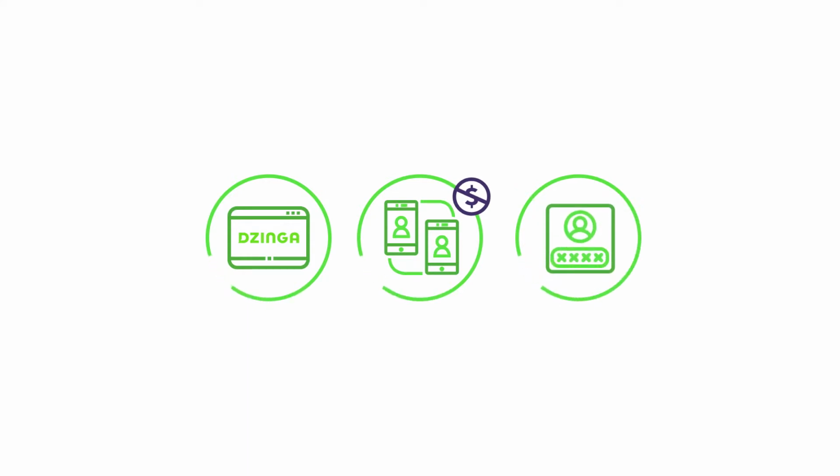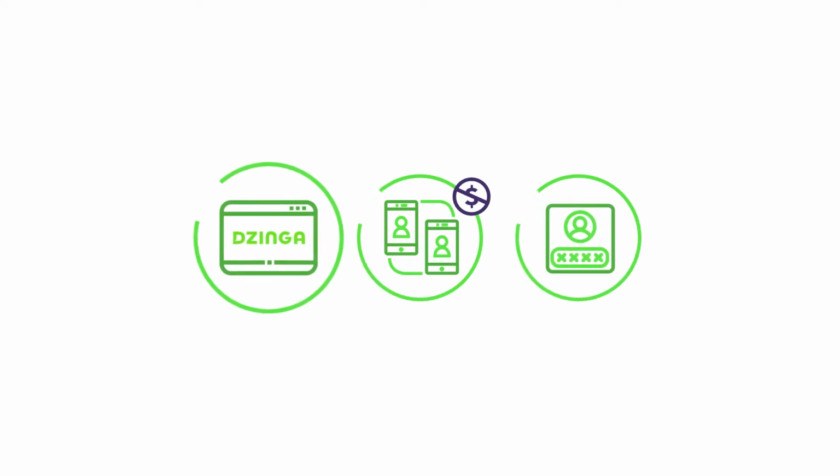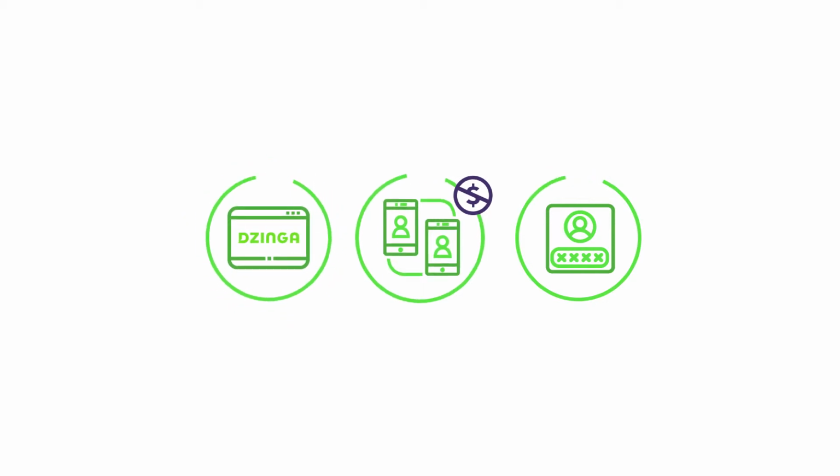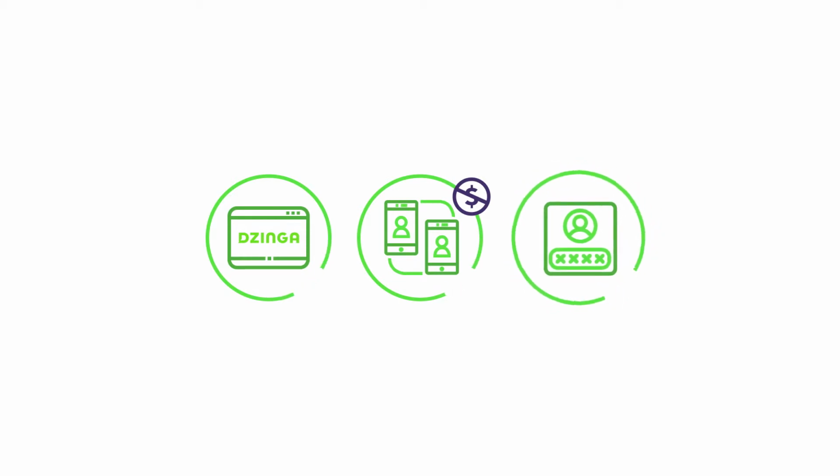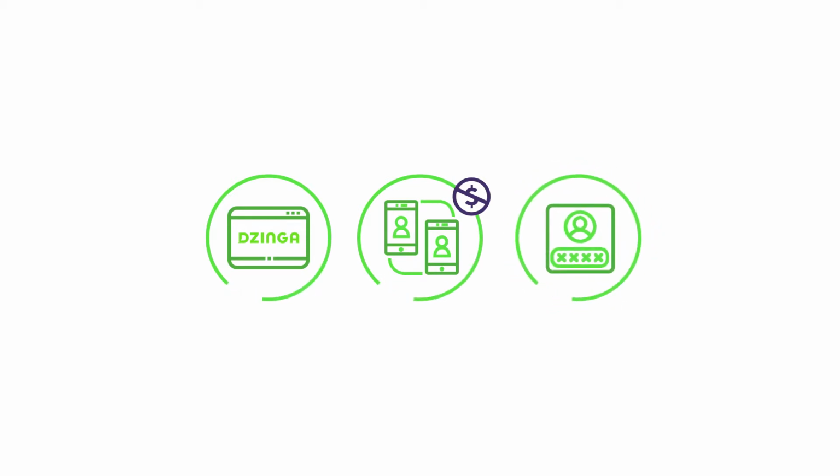The last one allows you to communicate with workmates within your organization for free by dialing their unique internal number. These numbers or extensions are assigned to every employee within your organization. Now, let's install Dzinga app on your device.